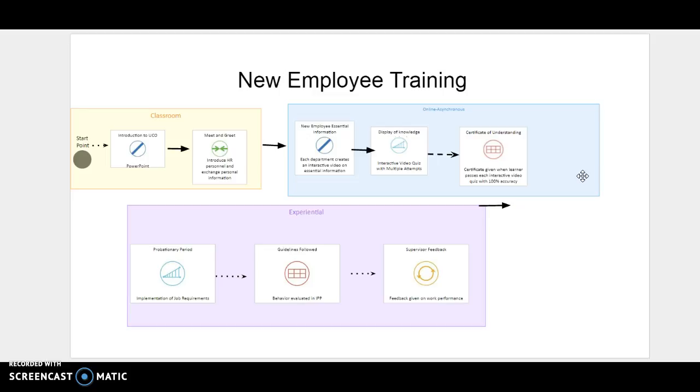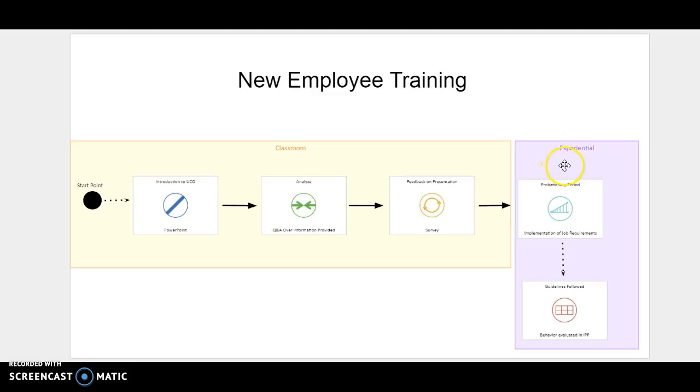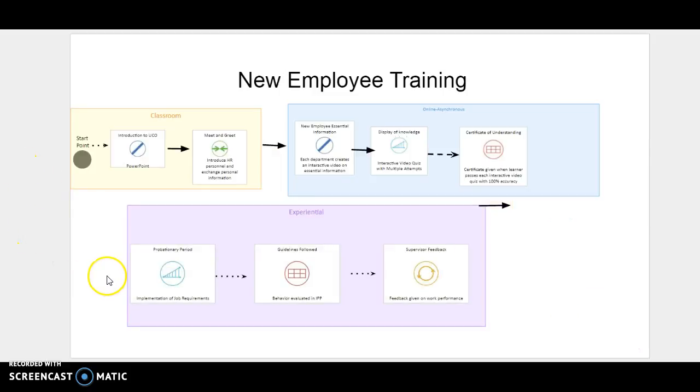This part of it could also be done either before their first day or before this classroom experience, or it could be done throughout their time starting their position. And then you can move into the experiential, like I mentioned in the first one, the experiential section where they're actually working in their office with their supervisors.